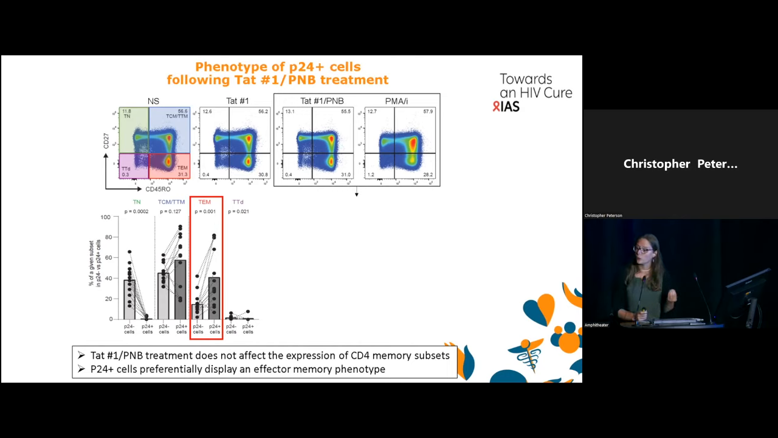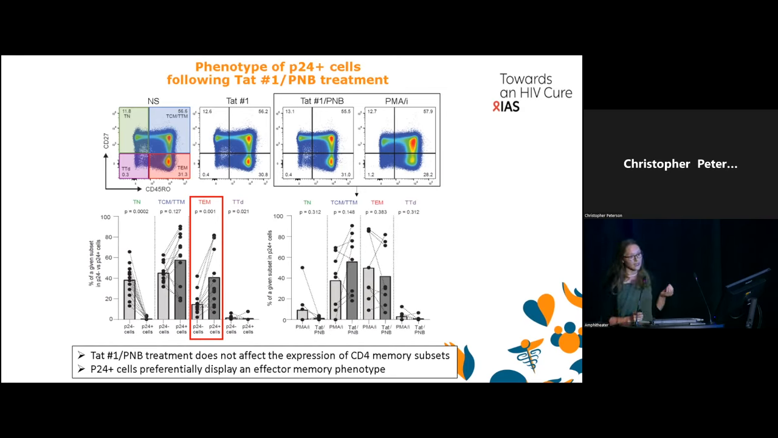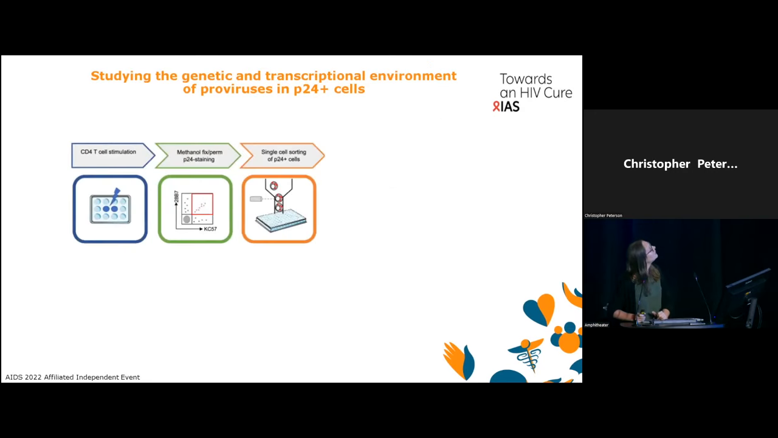So what you can also do is to compare the phenotype of those P24 positive cells between these two conditions of stimulation. So are there different phenotypes when you stimulate with TAT plus panobinostat versus PMA ionomycin? And so we did not detect any significant differences for any of those analyzed subsets. But what we've noticed is that there was a trend towards more P24 positive cells with a central memory phenotype when you stimulate your cells with TAT plus panobinostat compared to PMA ionomycin. And this might eventually suggest that using this combination of LRA might favor the reactivations of cells with a central memory phenotype that are maybe harder to reactivate. So something else that you can do is to study the genetic and transcriptional environment of those proviruses in P24 positive cells.